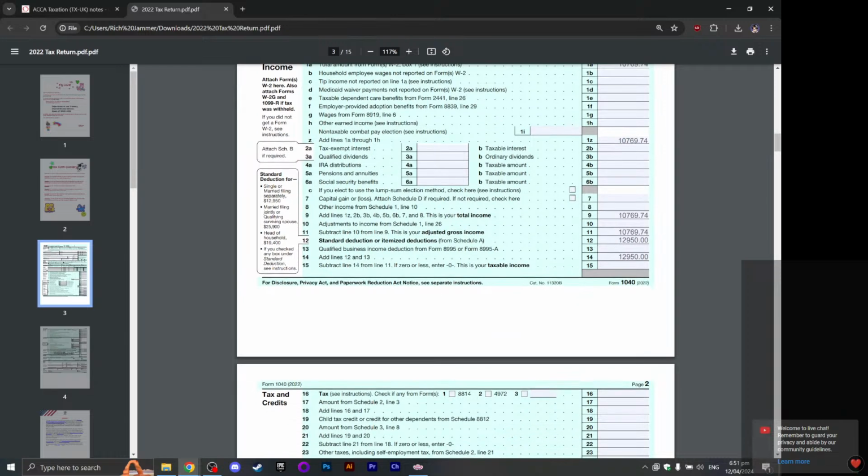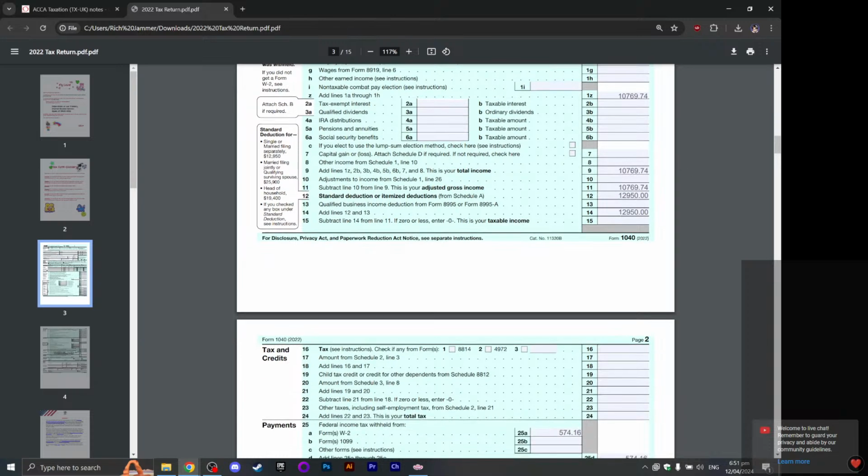You elect to use the lump sum election method. Check here. Instructions. Capital gains attached, blah blah blah. Oh, this doesn't even include capital gains. Other income. Add lines. So add all of these lines with this. Total income. Just into income schedule. Subtract line 10. Okay, this.